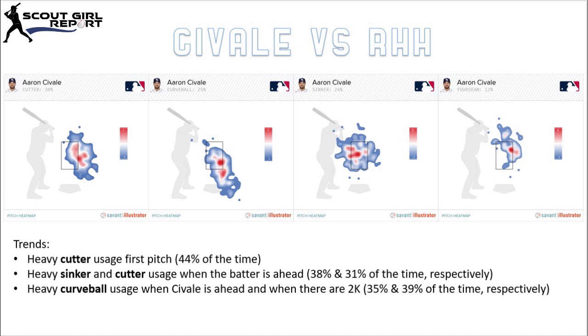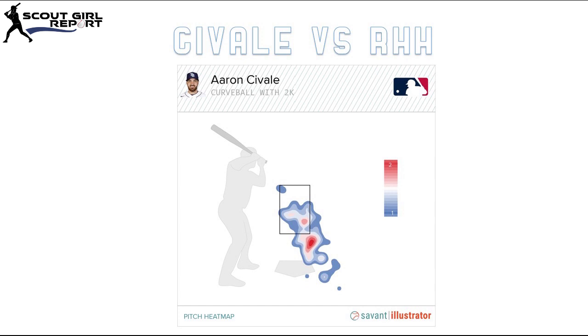In counts with 2 strikes, Civale tends to throw the curveball below the zone, and we can see that more clearly in this graphic, which is his heat map specifically for curveballs in 2-strike counts. I'm not trying to help out an opposing team here, but considering the high curveball usage in 2-strike counts and the tendency to throw below the zone, if hitters recognize spin out of the hand or recognize it as a breaking pitch, they really should just lay off in 2-strike situations.